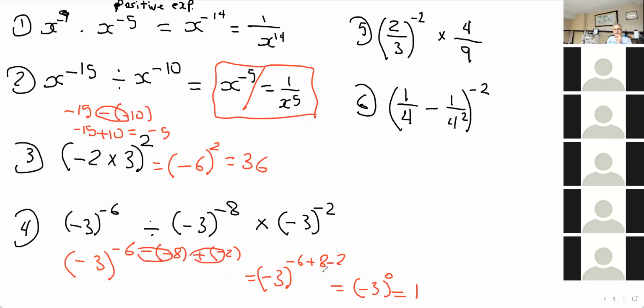-6 plus 8 is 2. 2 minus 2 is 0. Okay, so you're good then. Now it's here. Maybe I should have given a little bit of space. So I'm just going to rewrite number 6 a bit here.